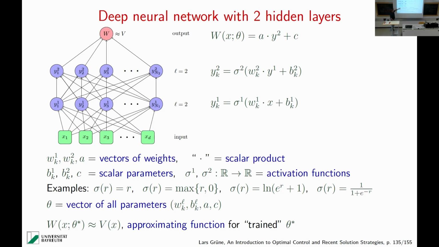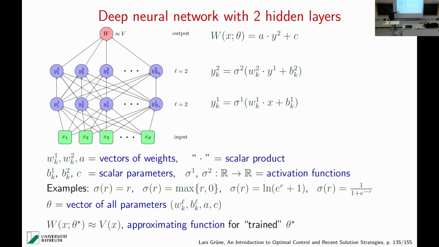The w's are called weight vectors. The b are scalar parameters, usually called bias terms. The sigmas here are called activation functions, and I already showed you some possibilities. So we had these three, I guess I already showed you on Wednesday. This is the simplest one, it would be the identity, which can sometimes also be used. All the parameters that we want to determine are put into a vector called theta. And then we would like to find theta star so that the W represented by the network is close to V. That's the idea, right?